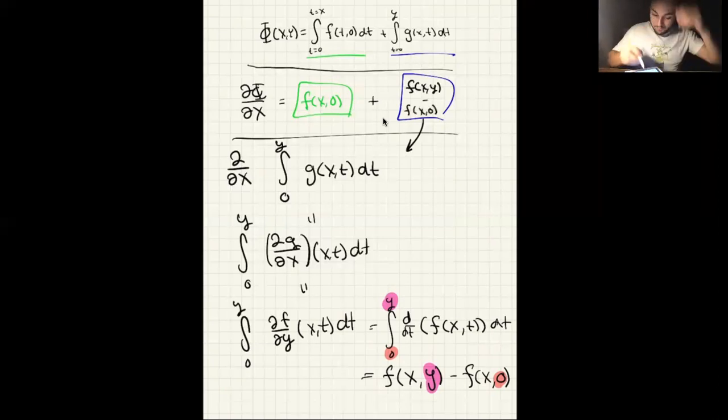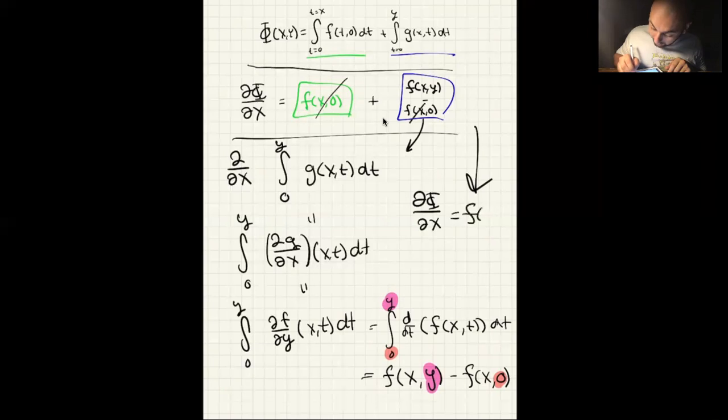To conclude, this shows that the partial derivative with respect to x, with this cancellation, really is f(x, y), which is what we wanted to show. And you can do a similar argument for g if you work all the things the other way.